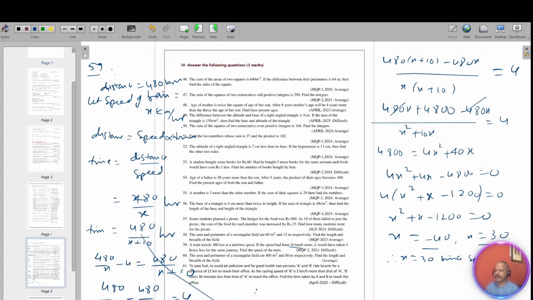So therefore, speed of train is equal to 30 km per hour. This is very important: constructing this formula, 480 by x minus 480 by x plus 10 is equal to 4, is the very important part. We'll move to the next question.